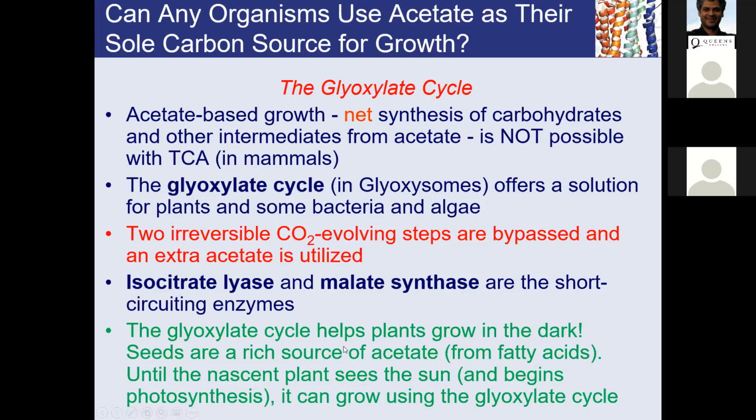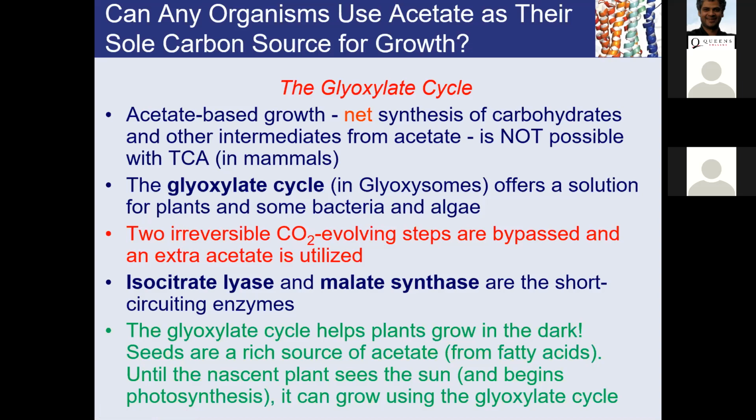So the glyoxylate cycle happens in a special organelle called the glyoxysome, and offers a solution for plants and some bacteria and algae to grow in the dark. Okay, how? Remember, when we are thinking about growth, we are thinking about the ability to make sugar and utilize that sugar to make ATP, etc.